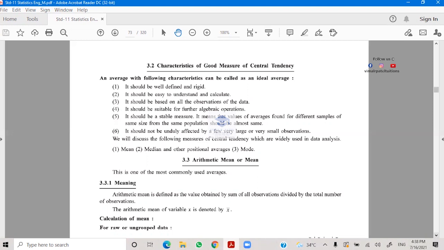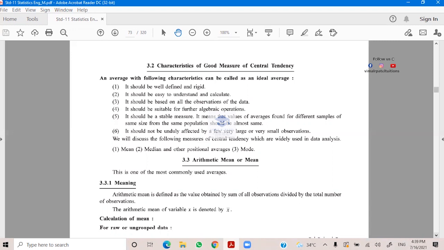It should not be unduly affected by a few large or a few small observations. A certain large observation and certain small observation should not affect its calculation. It should be an unbiased calculation without any bias. In certain frequency distribution, some observations are too large. If we omit them or if we include them, the answer will change. It should not happen when we are talking about an ideal or good measure of central tendency.